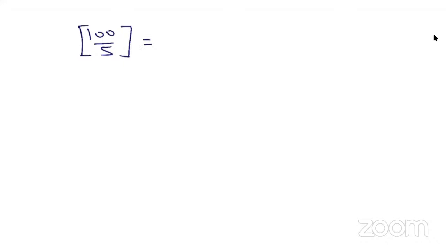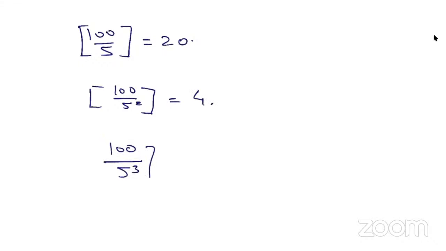So what are we getting? 100 divided by 5 will be 20. Again, 5 square terms are also coming, so 100 upon 25 is 4. Then 100 upon 5 cube is coming as a fraction, and this will be 0. So the total is coming as 20 plus 4, which is 24.